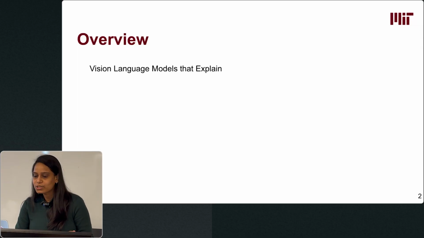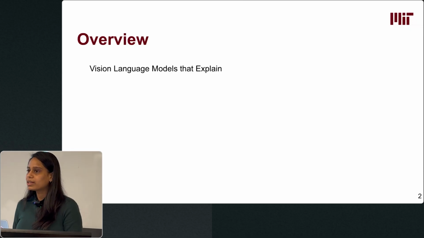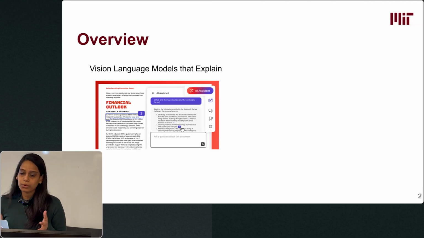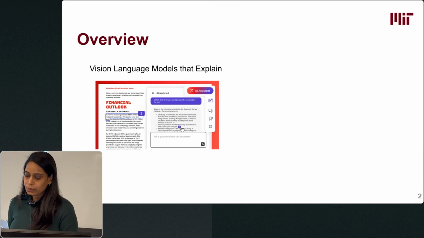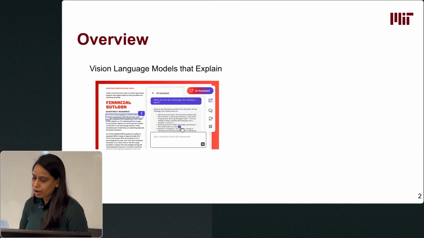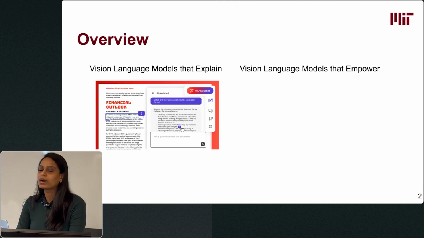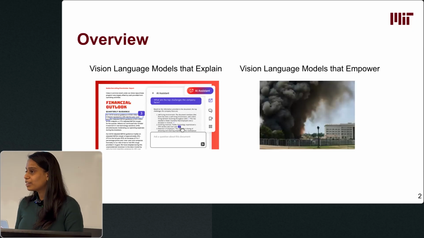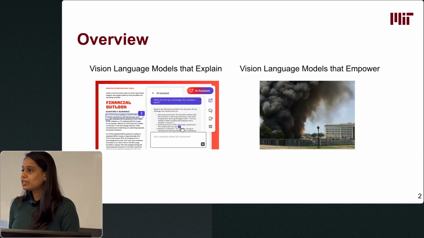So the overview of this talk, as I mentioned, will focus on vision language models that explain. In the first part of the talk, I will focus on a work that I collaborated on with Adobe Research, wherein we went deeper into the attribution side of PDFs. What I mean by that I'll explain in the next slide. And the second thing is vision language models that empower. A lot of us come across AI-generated content and misinformation. So we'll talk about how vision language models or AI agents could help us improve as humans so that we are able to learn and detect them.